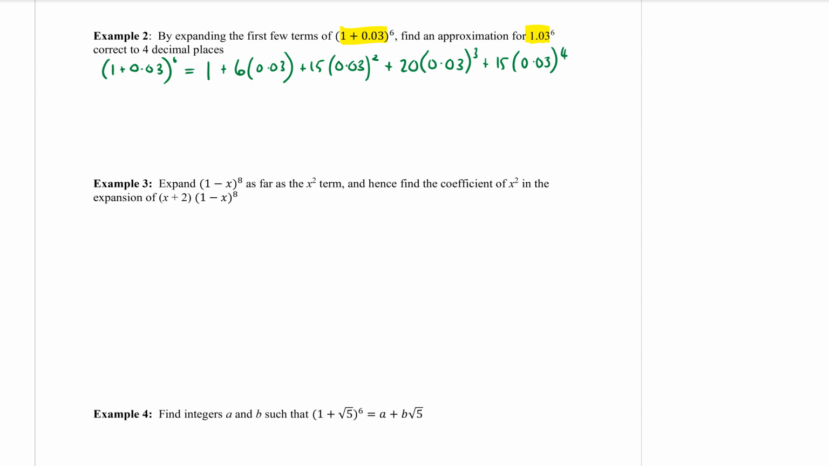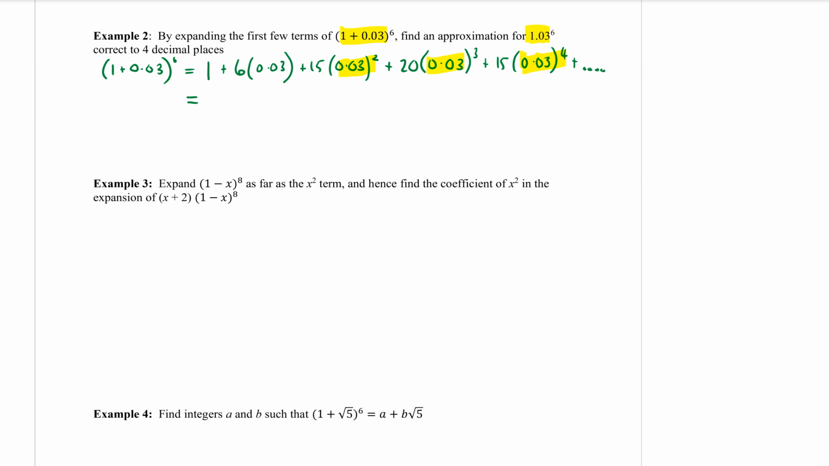And I actually don't need to expand the whole thing out because I only want 4 decimal places, and as you can imagine, when I square or cube or power of 4 the 0.03, those numbers are actually going to be getting quite small. I'm going to be getting down beyond my 4 decimal places. So once we've expanded what we think is enough, we go plus ... We know that there is more to that expansion, but it's going to be too small to be relevant to this question. Now we're going to use our calculator to simplify those numbers.